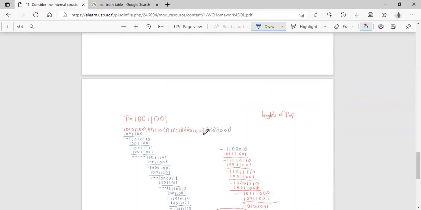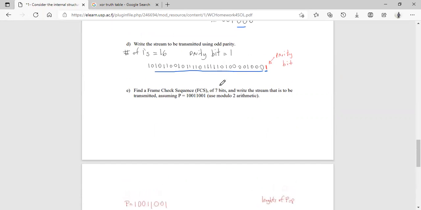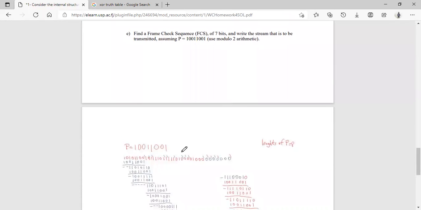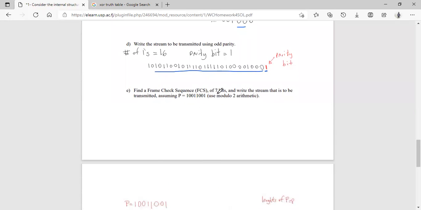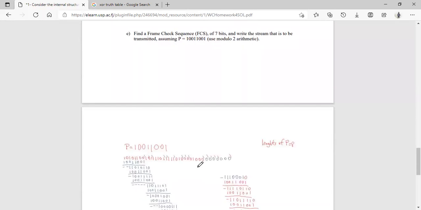There is a stream of data that we need, and the blue zeros indicate the number we are adding, basically padding the data. We need to find the 7-bit frame check sequence, so we pad the data with 7 extra bits. If it was a 5-bit or 6-bit frame check sequence, we would pad the data with that many bits. In this particular case we have 7 bits, so we add 7 extra zeros: 1, 2, 3, 4, 5, 6, 7.